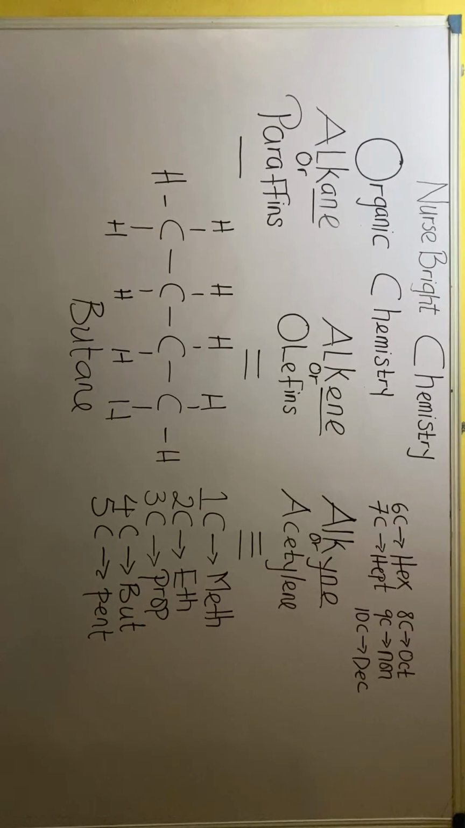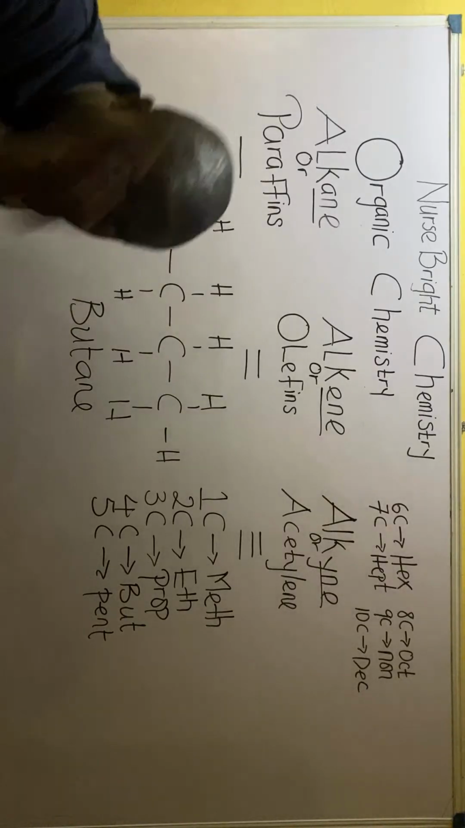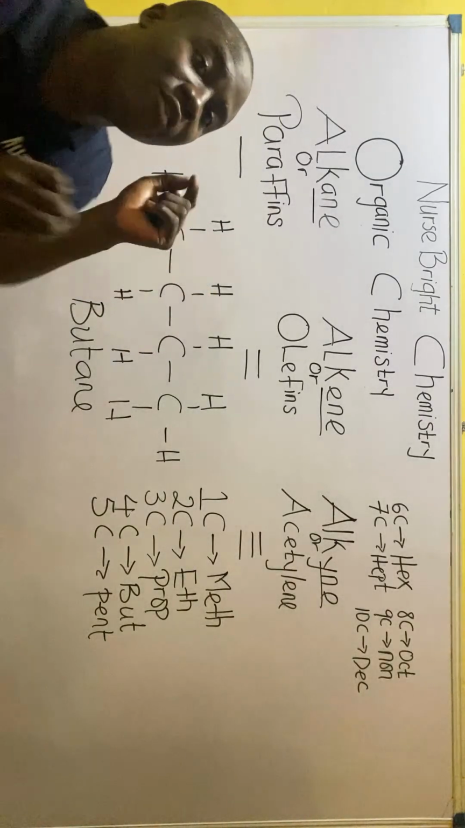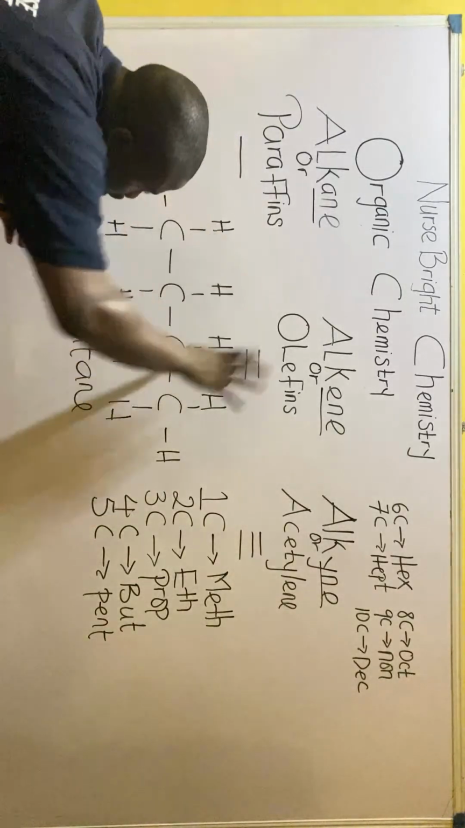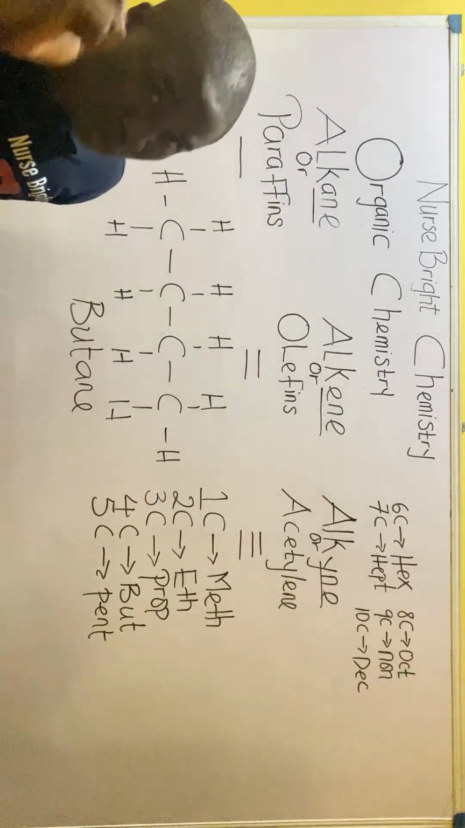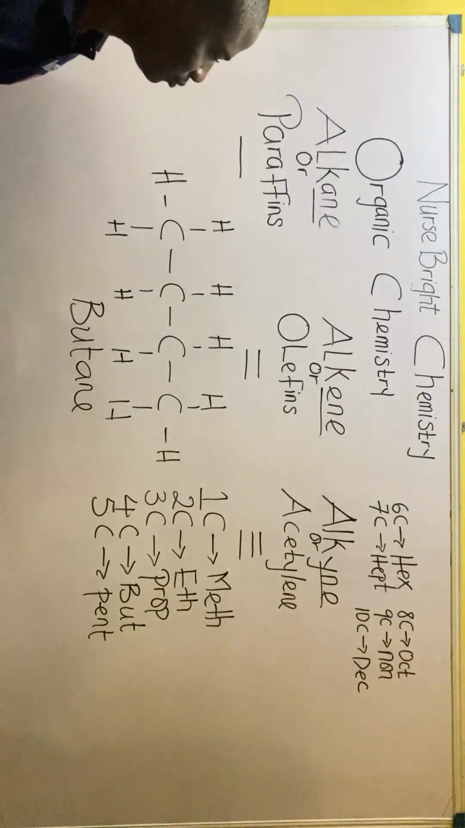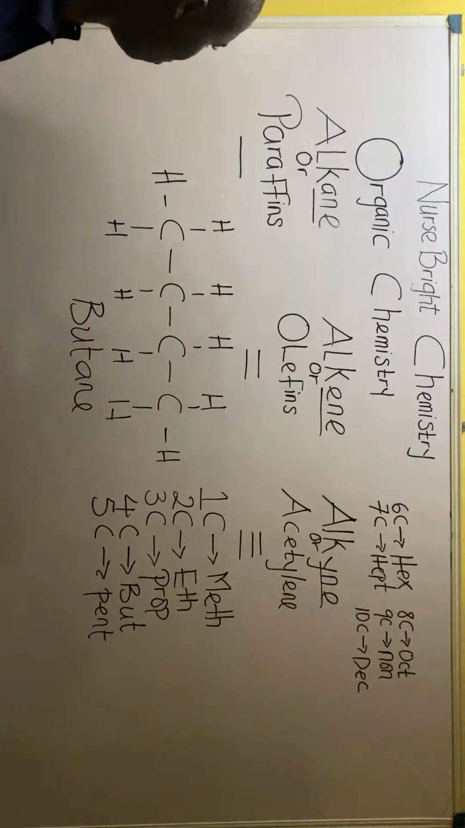You can't give it any number because there is no special group. Alkane does not have any functional group. That's the point, because it's your functional group that you give a number to. There's no functional group here. Everything is just single bonds.